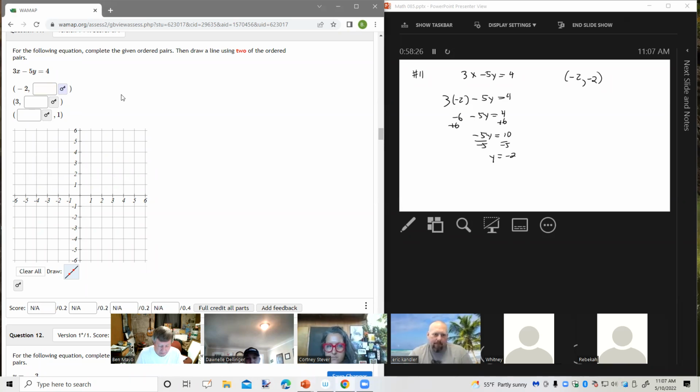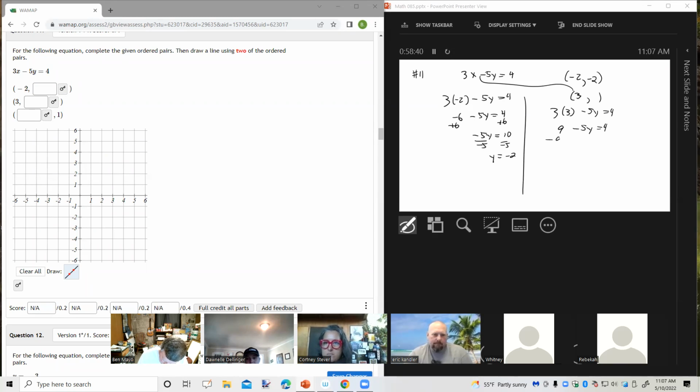Okay, then we're supposed to find the ordered pair when x is 3. So 3 is going to go in there. 3 times 3 minus 5y equals 4. 9 minus 5y equals 4. Subtract 9, -5y equals -5. Divide both sides by -5, y equals 1. Okay.